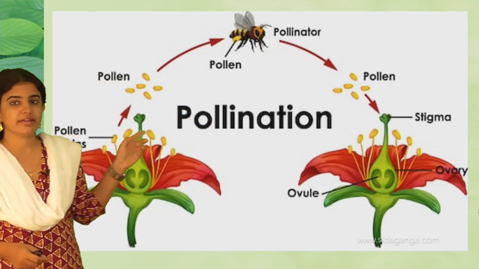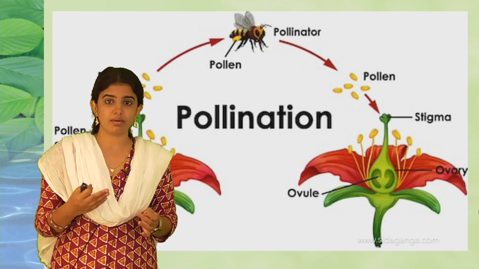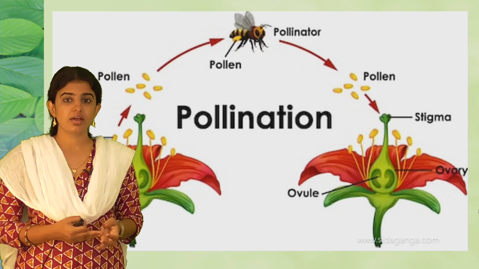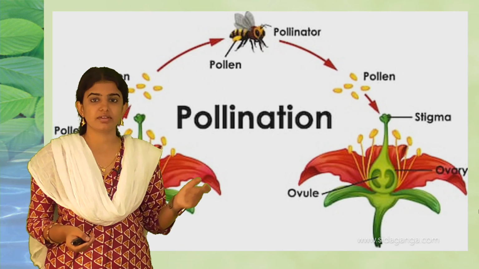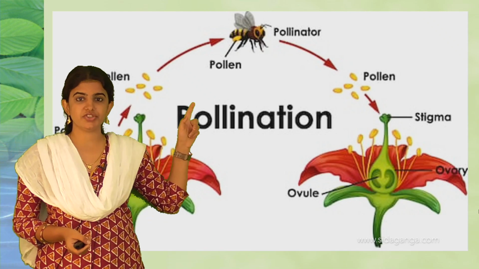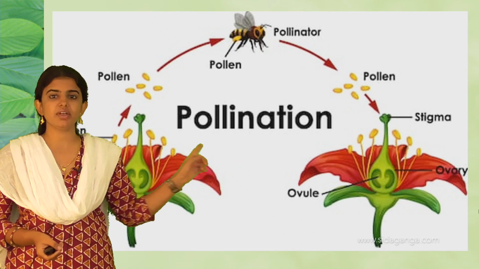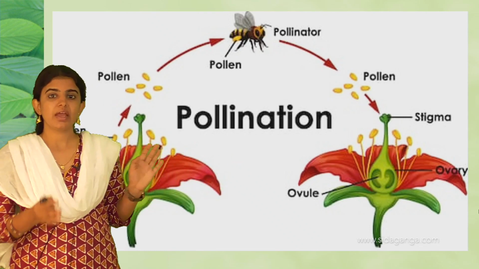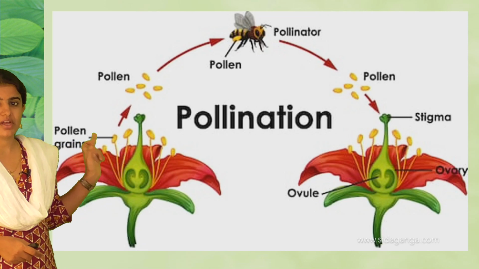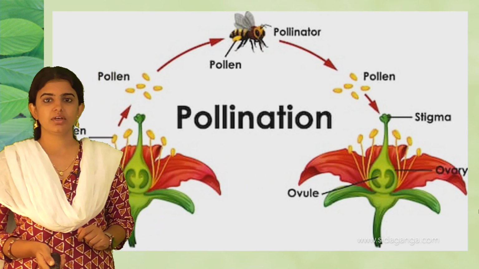See, pollination can take place through animals, humans, different types of birds, and varieties. These are examples of pollination, where a honeybee transfers the pollen grains from one flower to another flower. Pollination is nothing but the transfer of pollen grain from the anther to the stigma.